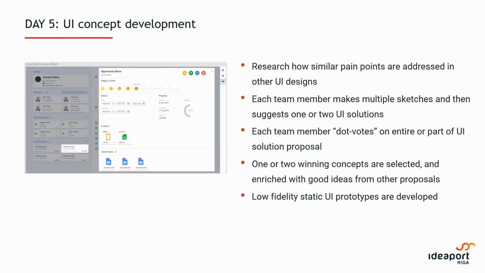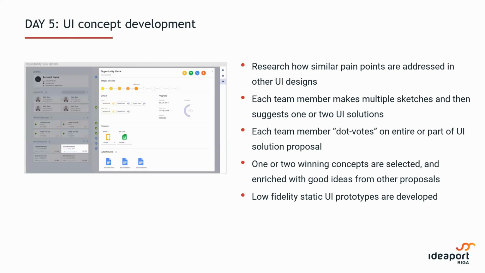So it's still paper and pen we're talking about, so that we could do the voting or appraisal of each of the UI solutions. Basically, each team member does the dot voting on the entire or part of the UI proposal by every colleague. Then we calculate the dots and determine what are one or two winning concepts. We select those and enrich the concept with good ideas. We can borrow from the other proposals, which didn't win, but some parts were really interesting.